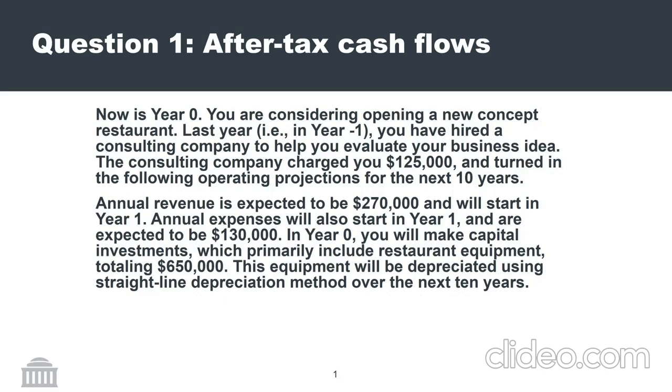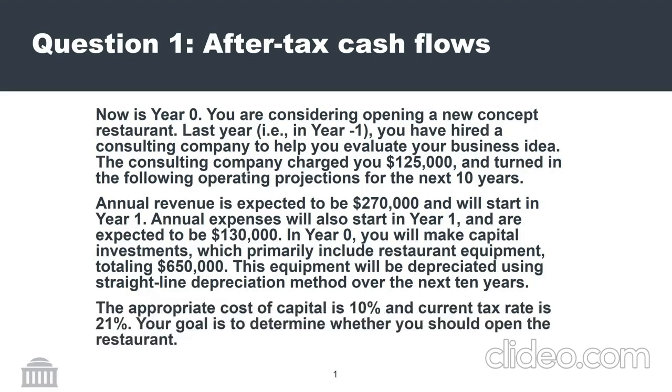This equipment will be depreciated using the straight-line depreciation method over the next 10 years. The appropriate cost of capital is 10%, and the current tax rate is 21%. Your goal is to determine whether you should open this restaurant or not.